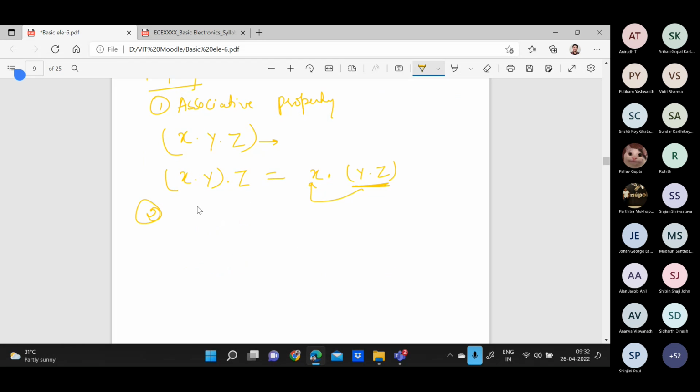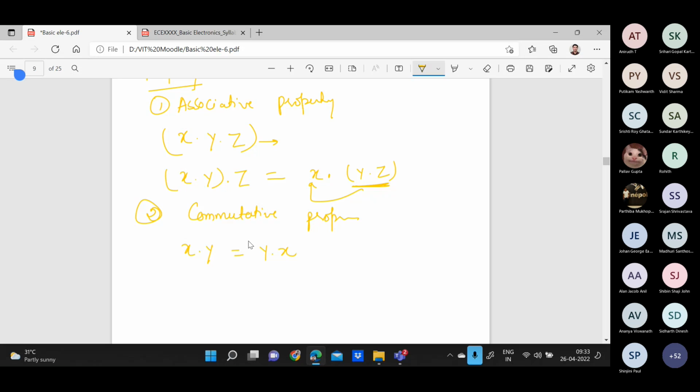Second, it also follows the commutative property. The commutative property says that if you have any function like X dot Y, it is also equal to Y dot X. This is the commutative property.